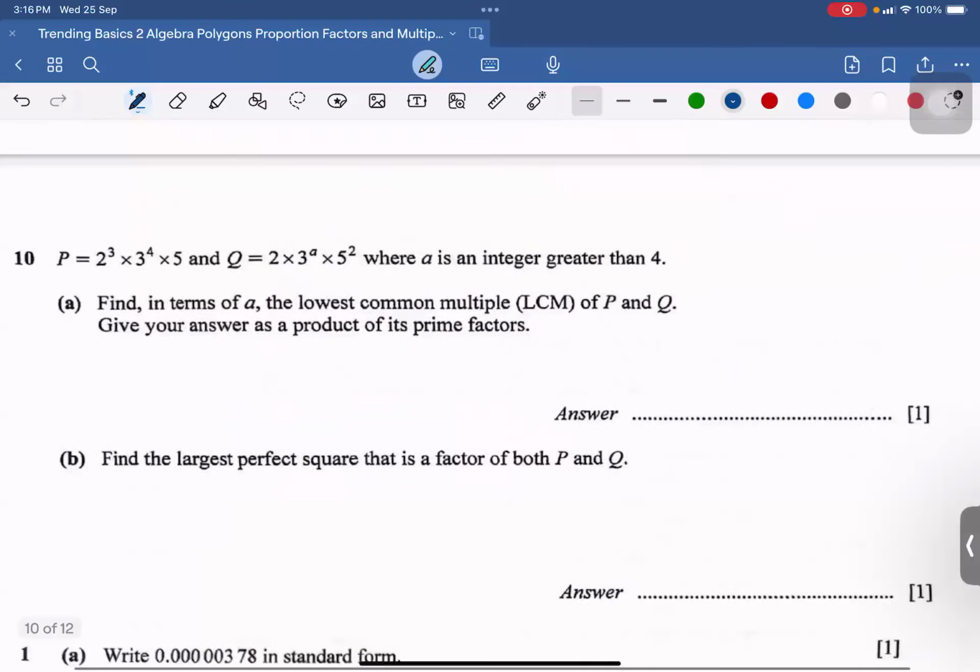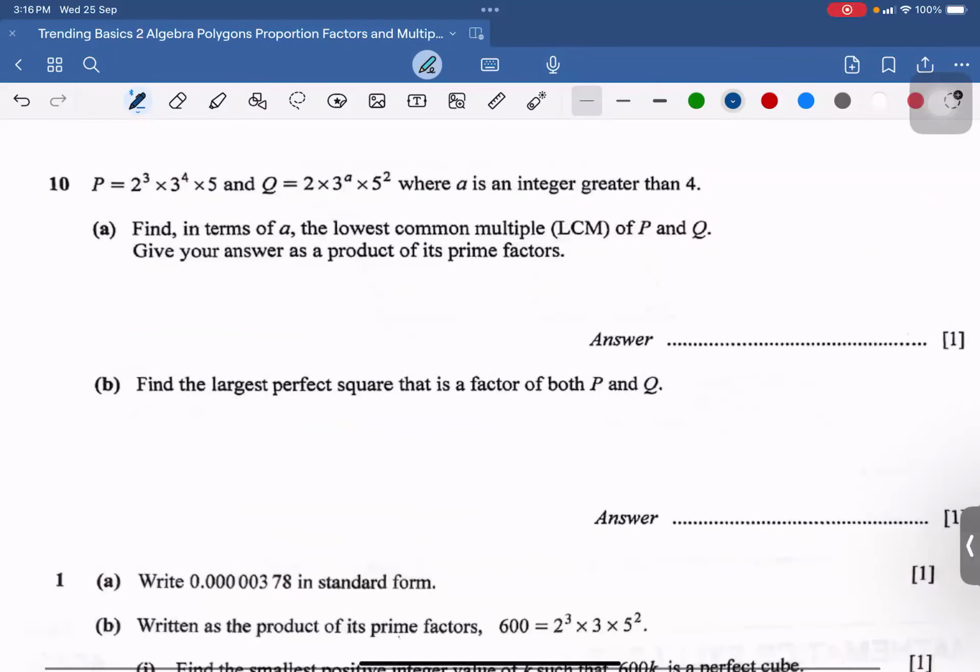Okay. Next question, this one. A is an integer greater than 4. I've done this a couple of times already, but it's actually very important. Must know how to do. Okay. P in this case is 2 cubed, 3 to the power 4, and 5. Q is 2, 3 to the power A, 5 squared. A bigger.